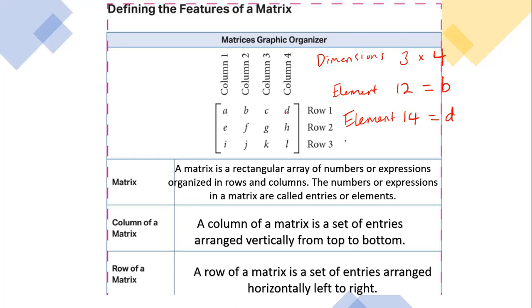Yes? All right, last one we're going to try. Let's say element 33. Good job. And why is it K? What is element 33 asking for? Row 3, column 3 entry. And that entry is K. Ta-da! That is defining matrices. How do you feel?